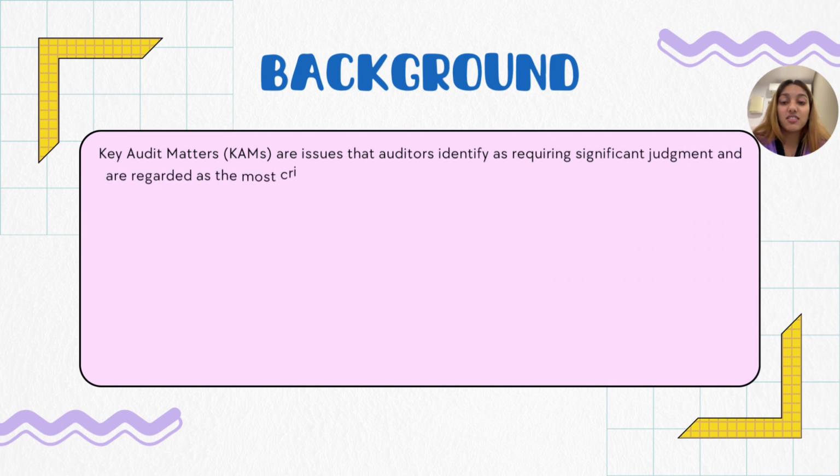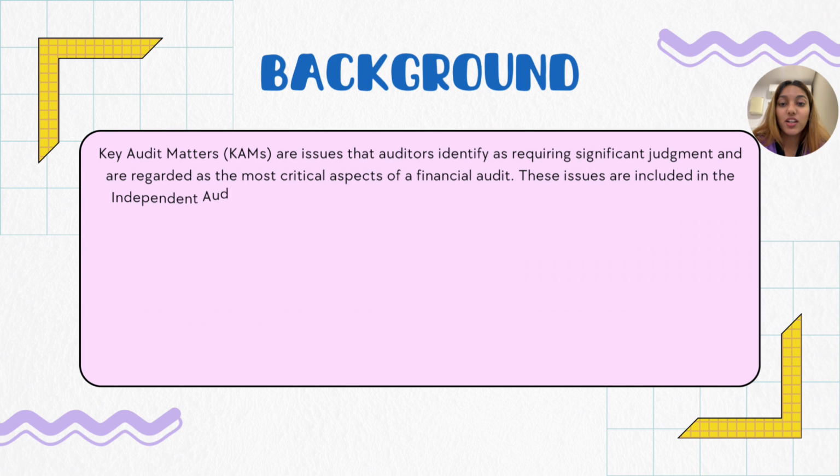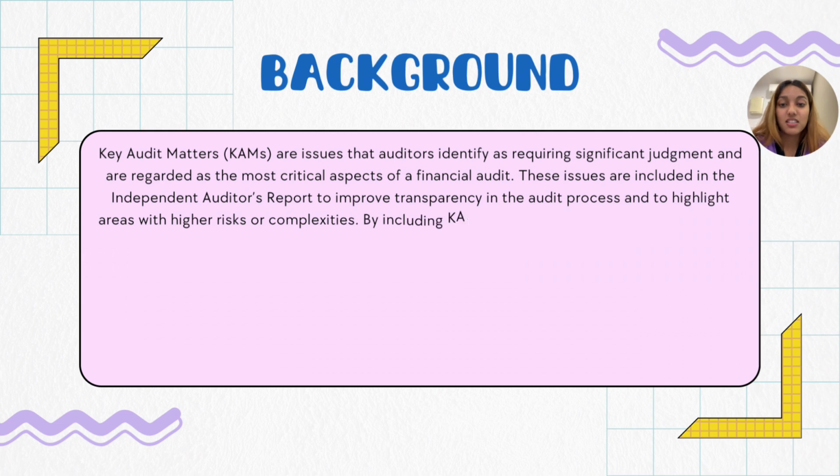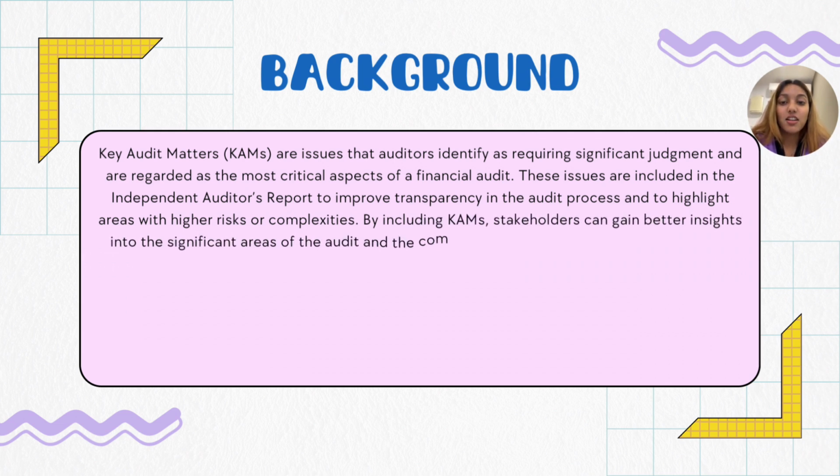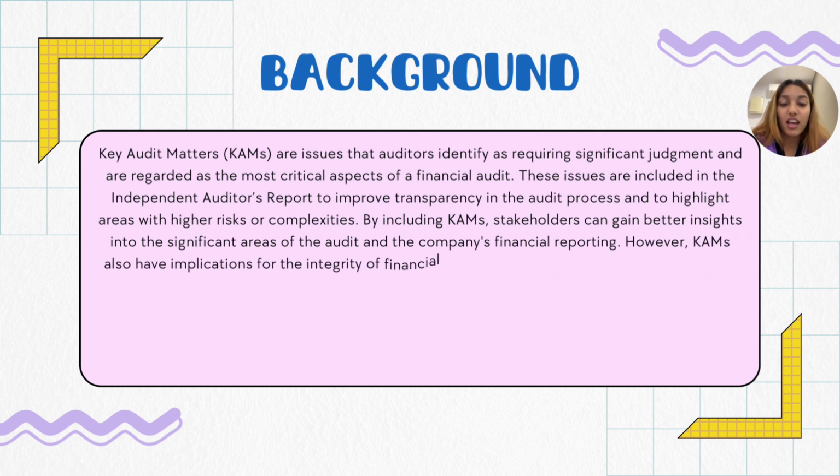significant judgment and are regarded as the most critical aspects of a financial audit. These issues are included in the Independent Auditor's Report to improve transparency in the audit process and to highlight areas with higher risk or complexities. By including KAMs, stakeholders can gain better insights into significant areas of the audit and the company's financial reporting. However, KAMs also have implications for the integrity of financial reporting.